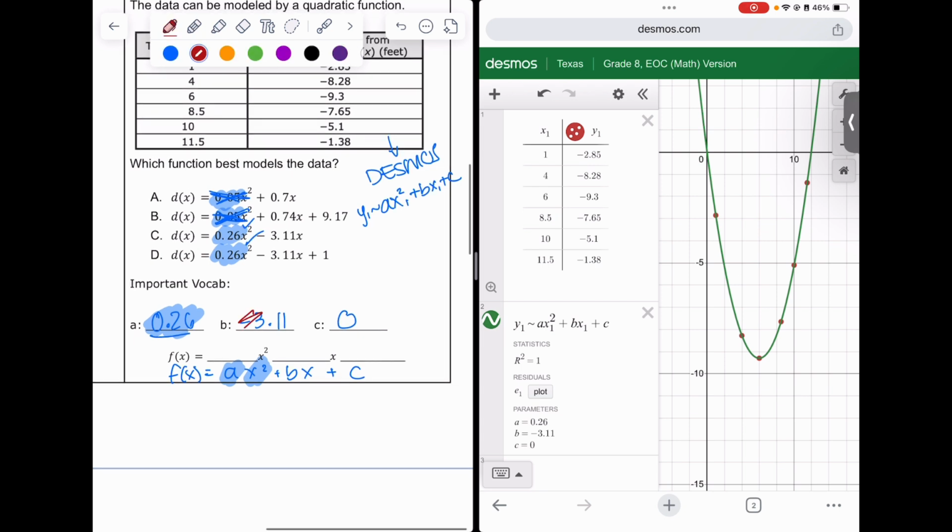Now, if I look at my b value, negative 3.1, I know b goes with my x just by itself. So I have negative 3.1x, negative 3.1x. They're both correct. Now, if I look at my c value, it says 0. I have nothing, and then I have 1. Remember, 0 means nothing. That means my answer would be C. Okay? So really, we're just matching numbers to the answer choices.